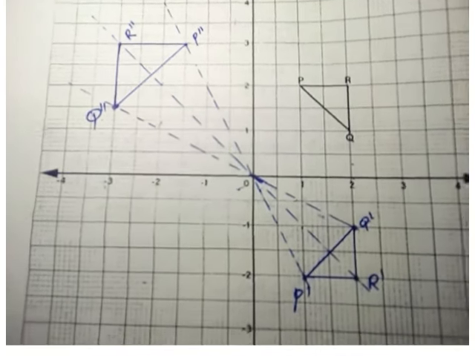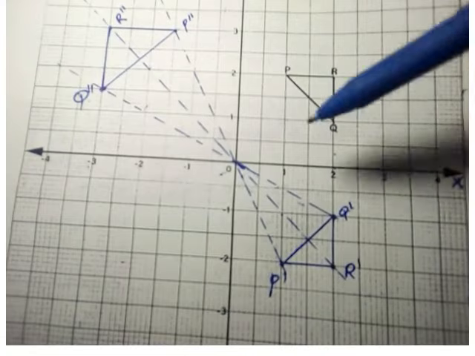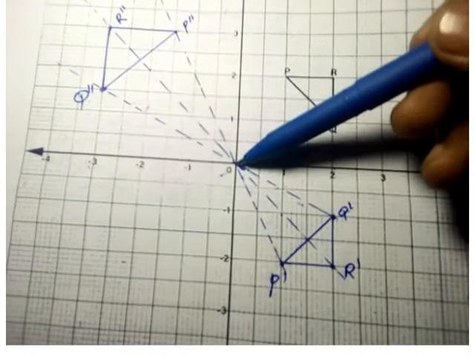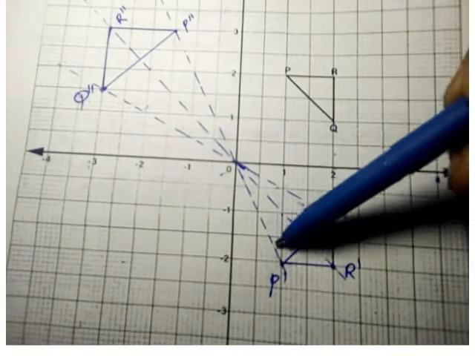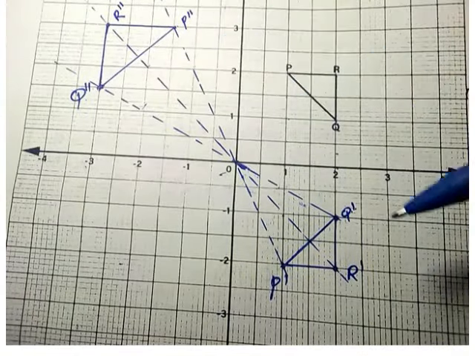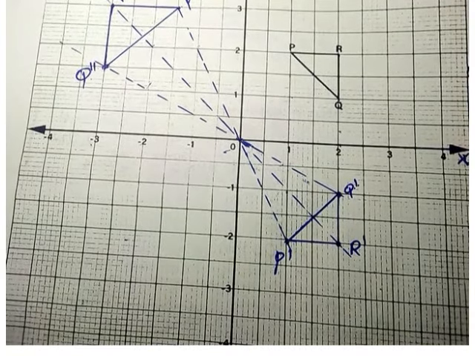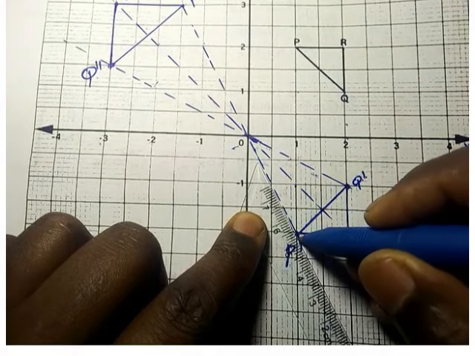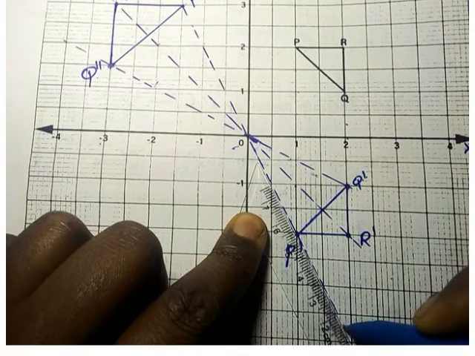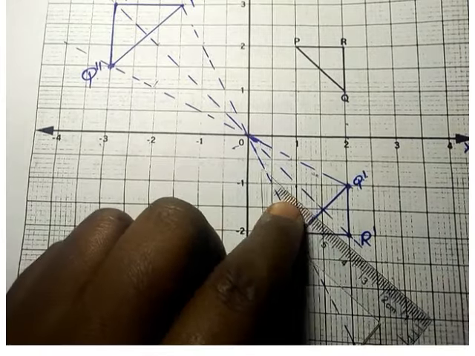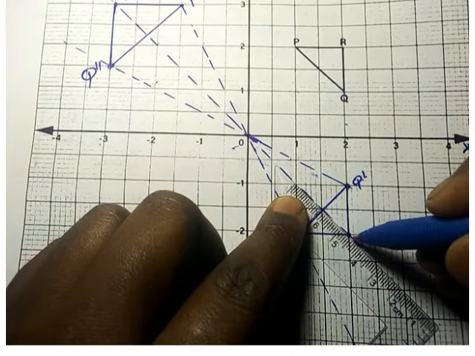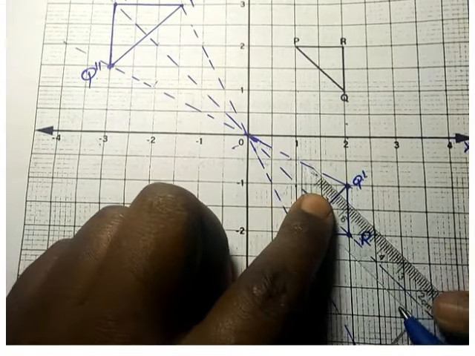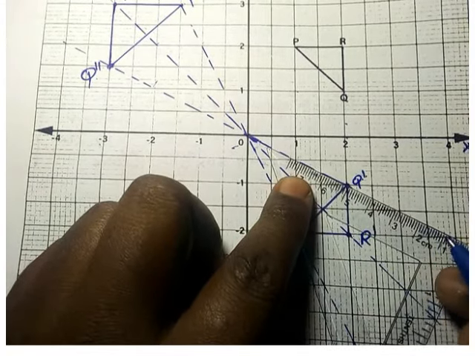So how do you locate the image? This image and the Q prime 3, they are going to be the same distance from the origin. So you just now extend this line and then measure, as I'm going to do it here. Just extend these lines like this. Extend also this one. Extend it. Don't bother where it is going to. Also extend this line Q here.